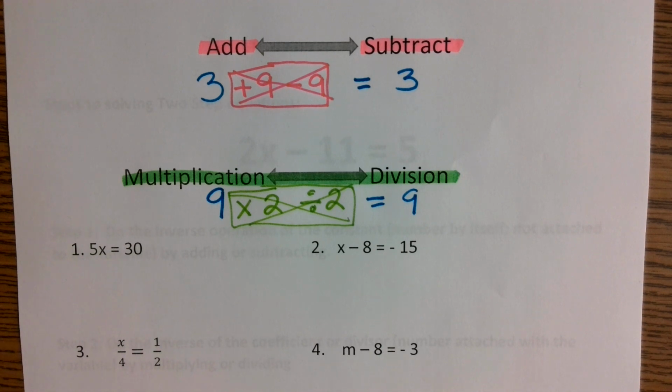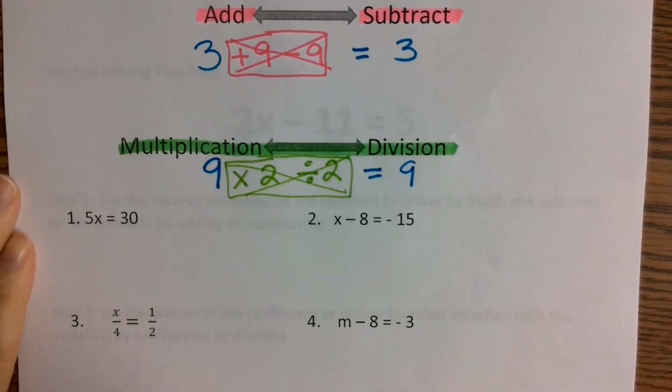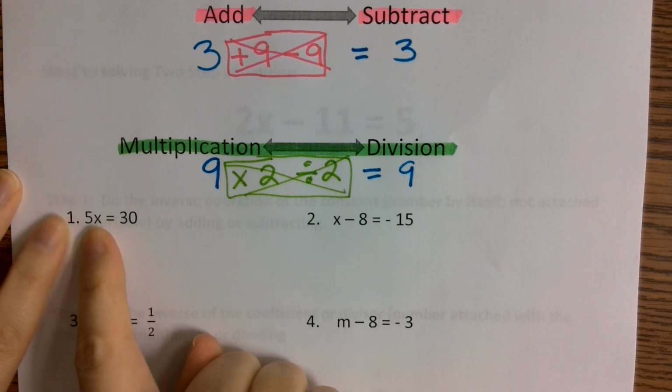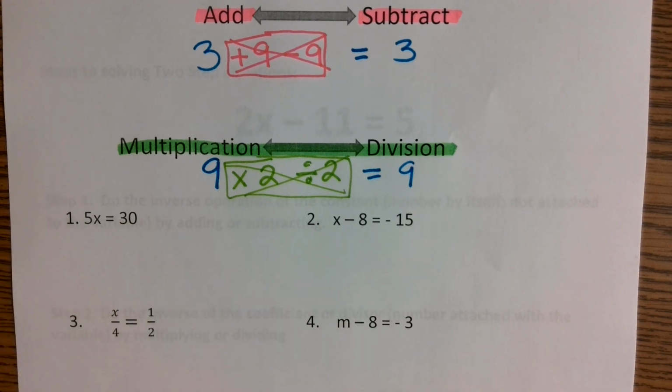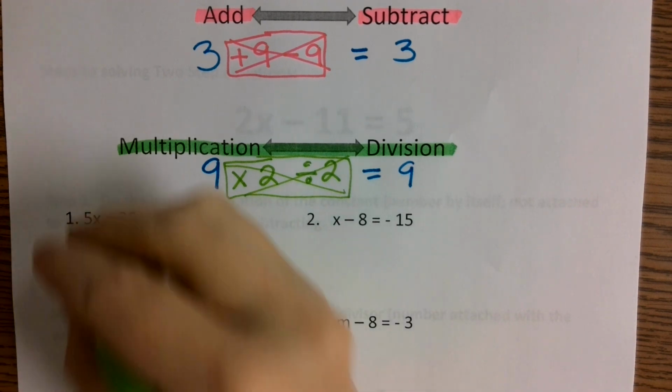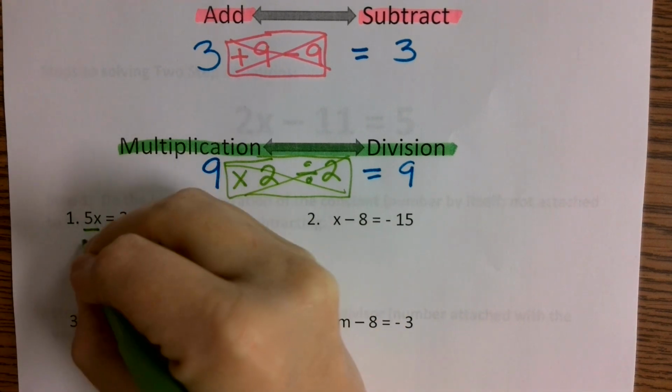So the goal is to identify what the current operation is and do the inverse of that. You're identifying what operation is being presented in the problem, and then you're doing the opposite or the inverse of it. So for problem number 1, I see that this is what kind of operation right now? Multiplication. This is multiplication. So I want to do the inverse. What's the inverse of multiplication? Division. So in order to isolate my variable, I'm going to divide both sides by the 5.